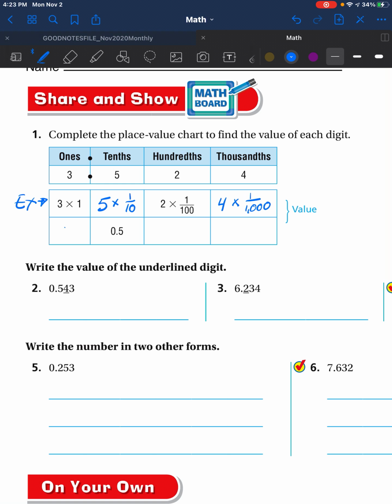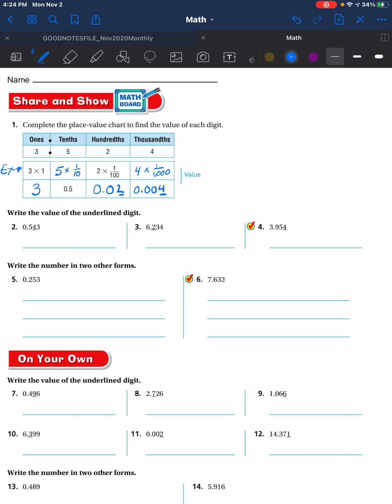And then last is to fill in the values. We obviously know 3 ones is equal to 3. 5/10 would be represented as 0.5. 2 hundredths would be 0.02, because the 2 has to be in the hundredths place. And thousandths would be 0.004, because it would have to be in the thousandths place. Okay?